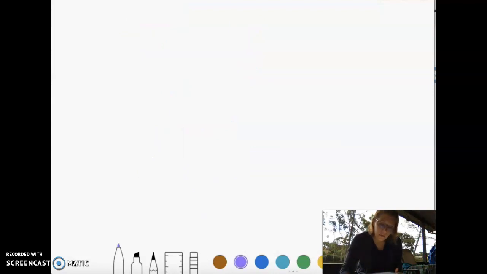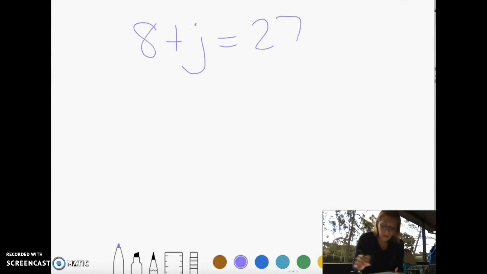I have 8 plus j equals 27. This one's a little trickier because the numbers are getting bigger, but I'm going to think, what can I add to 8 to equal 27? Well, I know if I had 20, that would equal 28. So that's a little bit too much. If I do 19, that should be just right. So in this problem, j equals 19.